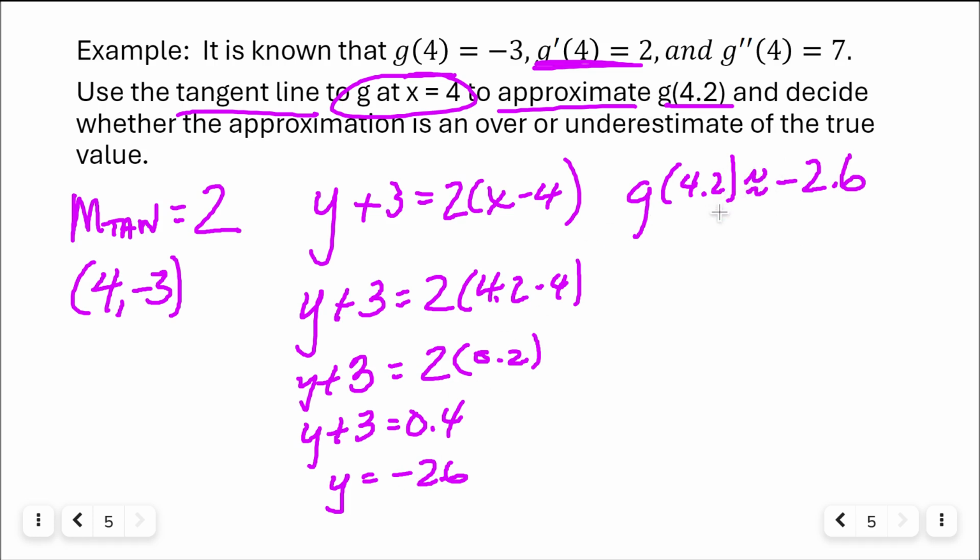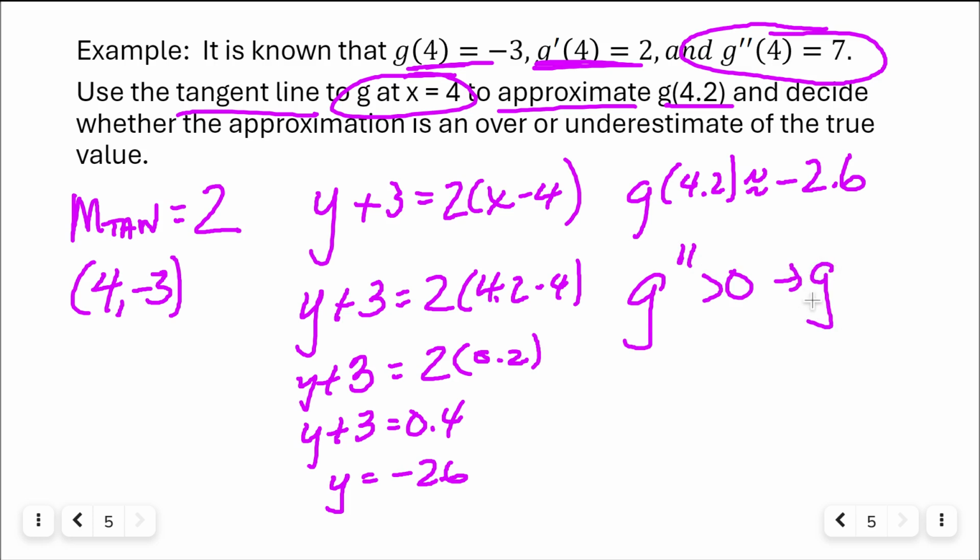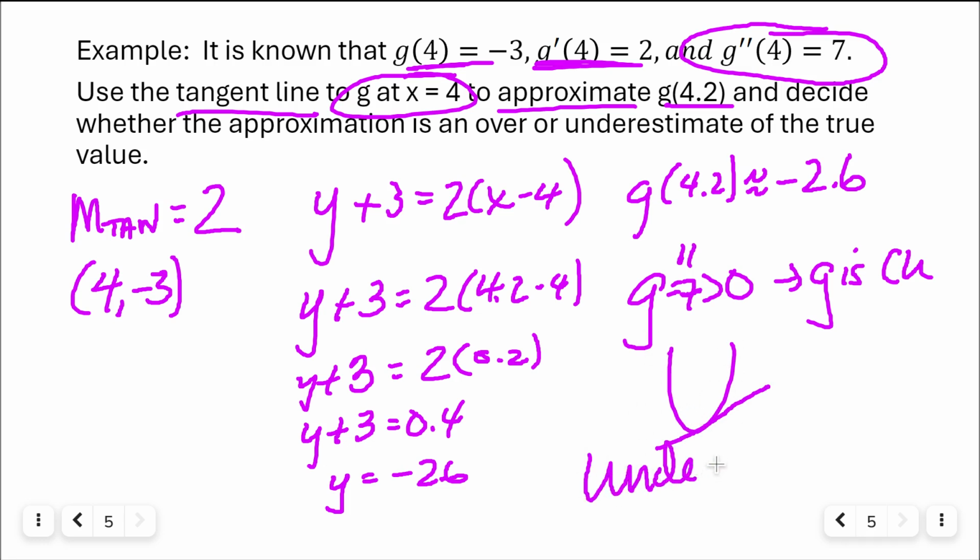All right. So now I need to decide whether or not that approximation is over or under. At this point, the only thing I haven't used is that g double prime of 4 is equal to 7. What does that tell me? Well, I know g double prime is greater than 0. So what does that mean about g? If g double prime is 7, that means g is concave up. So my graph looks like that. If g looks like that, the line I draw is an underestimate to the true value of g. So this is an underestimate.